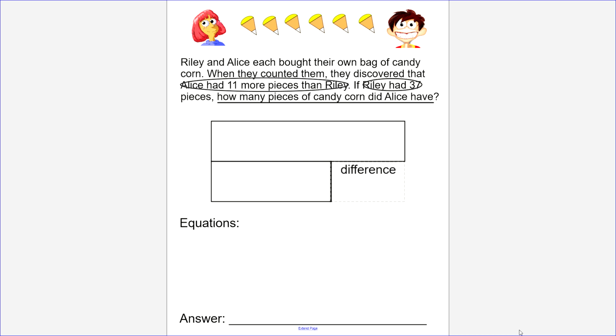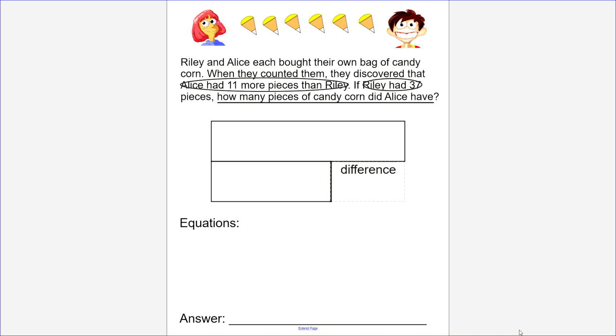Let's go ahead and think really carefully about each of these pieces of information in the question. We're going to look for key words to figure out which piece of information is the greater amount, which piece of information is the lesser amount, and which piece of information is the difference. Before we do that, third grade, let's just think in this problem, what are the two amounts? We're not going to worry yet about which one is greater and which one is lesser. We're just going to think, what are the two amounts?